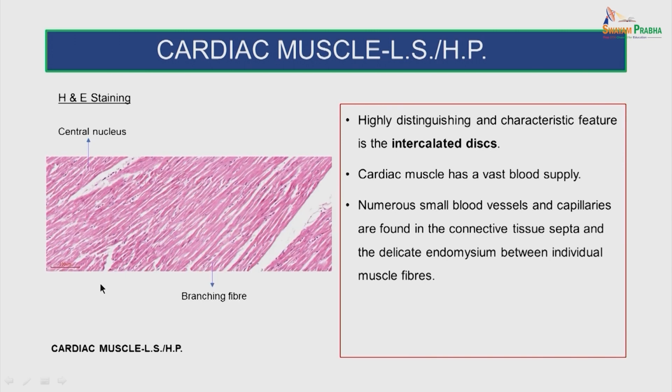This is again a longitudinal section seen under high power. The branching is well seen with the central nucleus. The highly distinguishing and characteristic feature is the intercalated discs. The cardiac muscle has a vast blood supply. Numerous small blood vessels and capillaries are found in the connective tissue septa and the delicate endomysium between the individual muscle fibers.